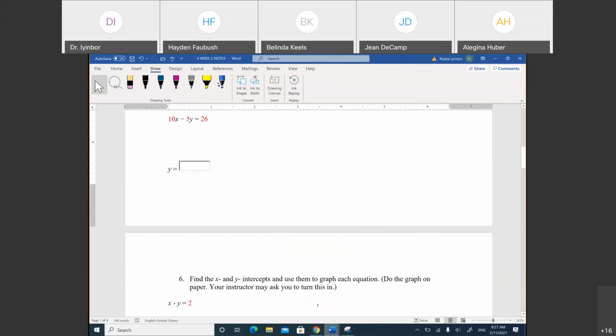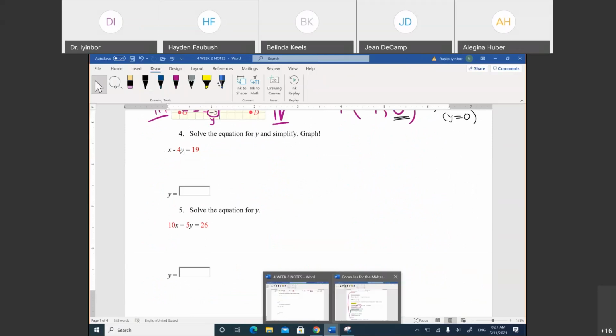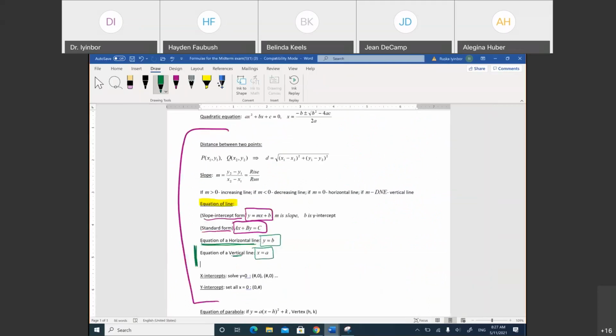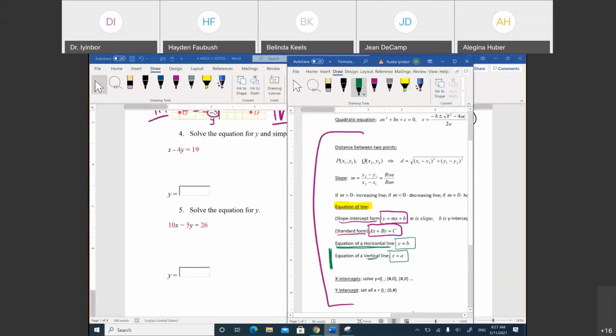In equations 4 and 5, they give me an equation of line, and you have to say which form it is. Let's look at number 4. x minus 4y equals 19. Is it slope-intercept or standard form? You have x minus 4y equals 19. So standard form? Standard form, yes. So the equation is in standard form. They want us to solve to get y by itself.